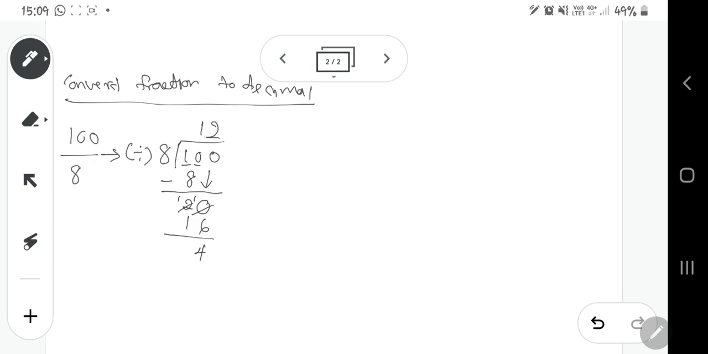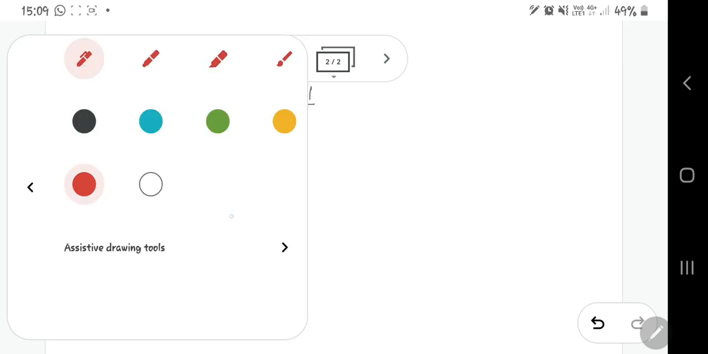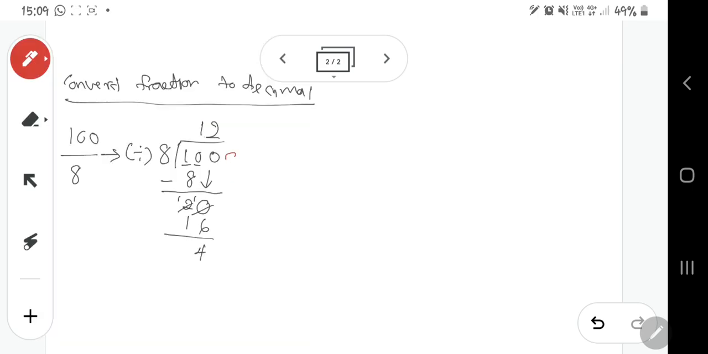So for you to get rid of the remainder, remember, create an imaginary 0 and bring down the 0 there. And what do you have to do? Put the decimal dot. So what times 8 is 40? It's going to be easy, which is 5 times 8 is 40. Okay, so you're done. There's no more remainder. So the decimal value of this fraction is 12.5.